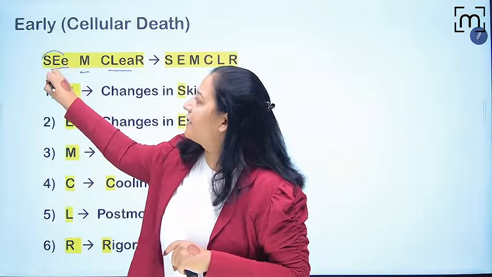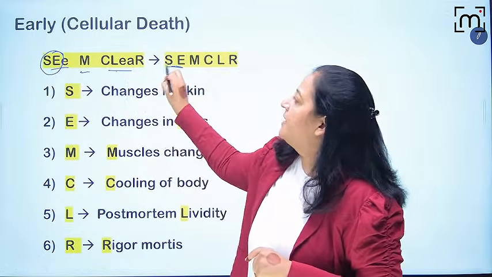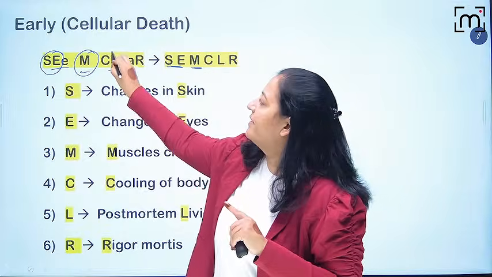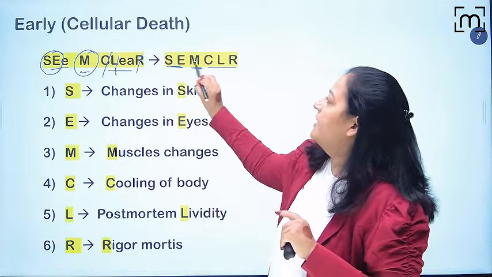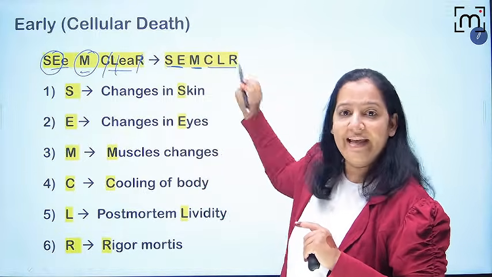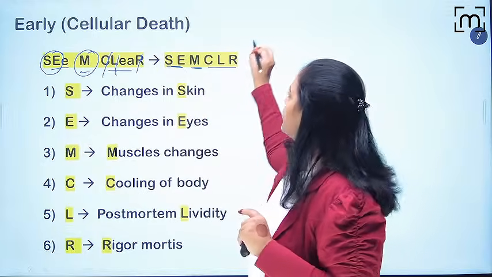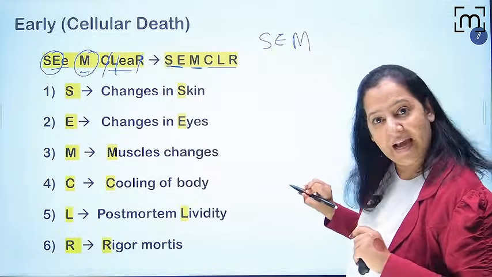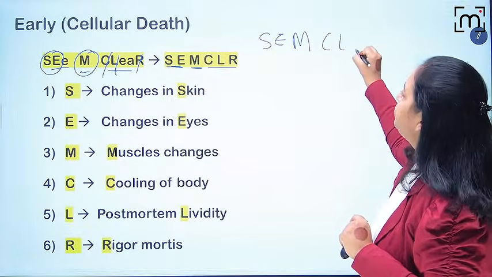So from C, take 2 letters, S-E. From me, take 1 letter, M. And from clear, take 3 letters, C-L-R. See me clear. So the mnemonic is C, S-E, M, C-L-R.